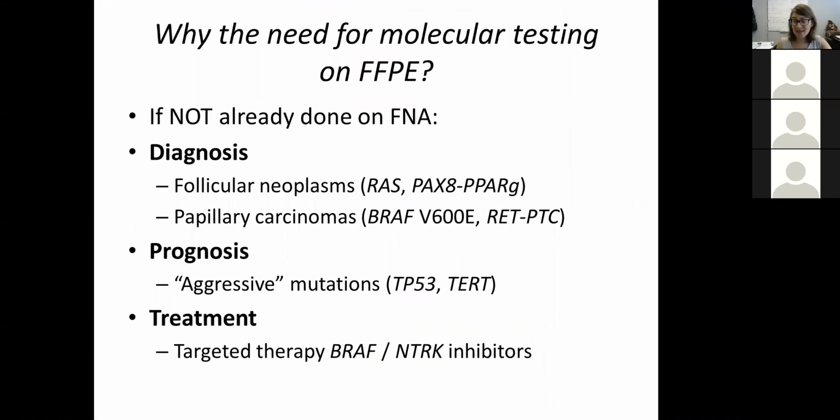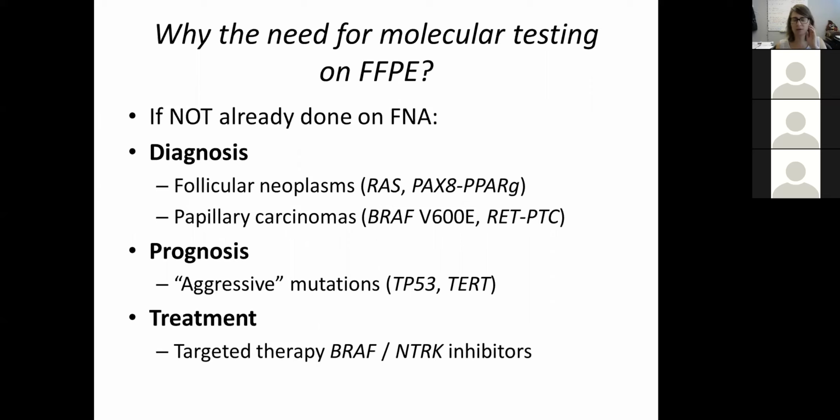You may ask, why are we testing FFPE tissue? If it's not already done on FNA, we may do it for diagnosis of follicular neoplasm versus papillary carcinoma genetics, if there's ever an equivocal case, like a NIFTP, for example. We may do it for prognosis. Are there aggressive mutations like TP53 or TERT? Also clinically for treatment. So BRAF V600E has an inhibitor. NTRK fusion has an inhibitor, right?